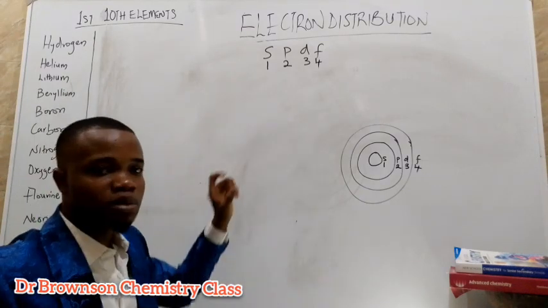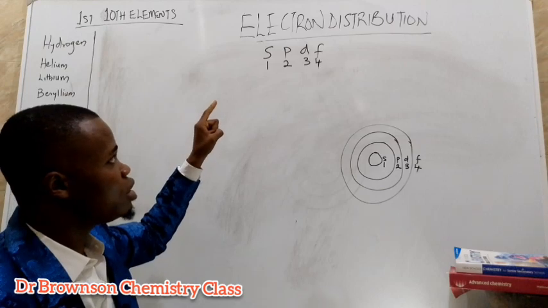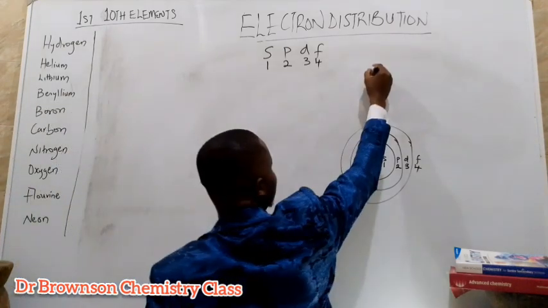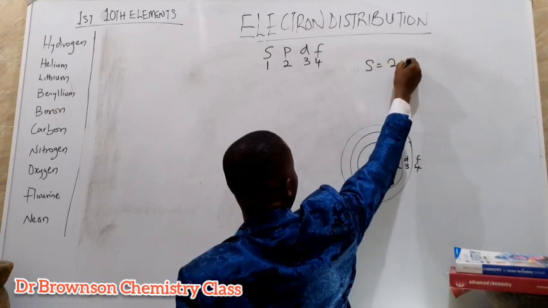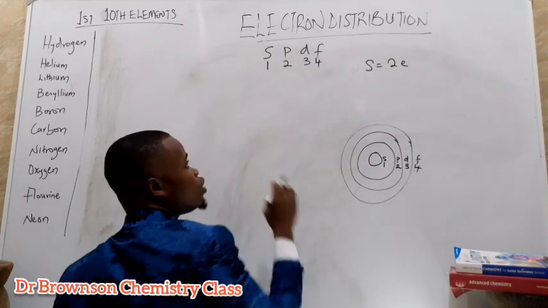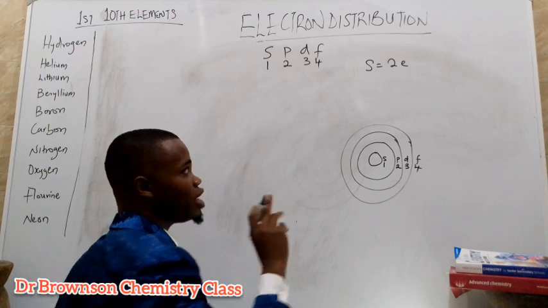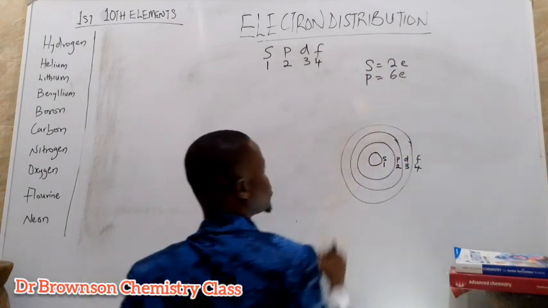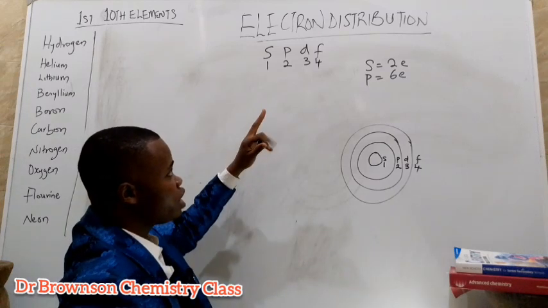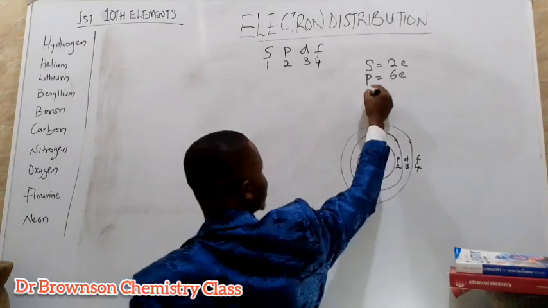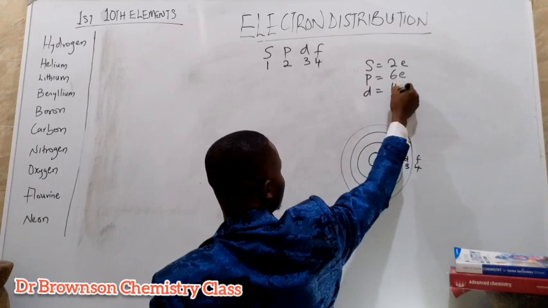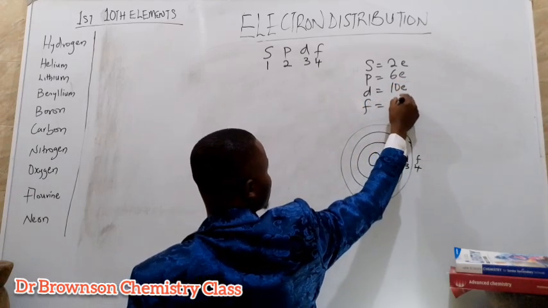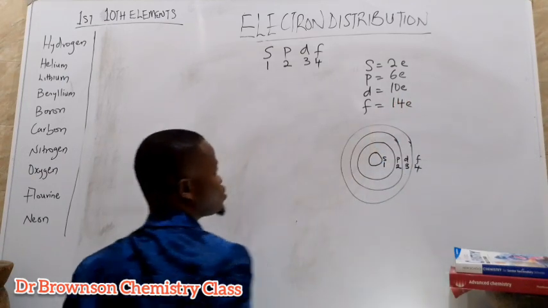Your S orbital can only contain 2 electrons. Your P orbital can only contain 6 electrons. Your D orbital can only contain 10 electrons, while your F orbital can only contain 14 electrons.